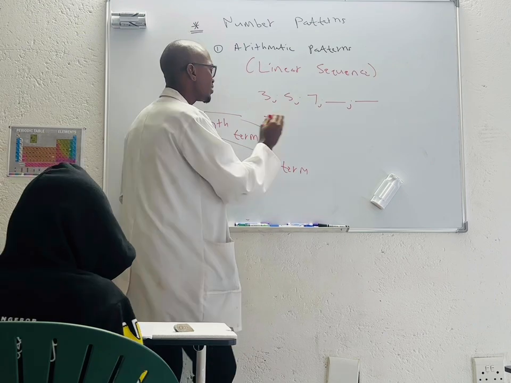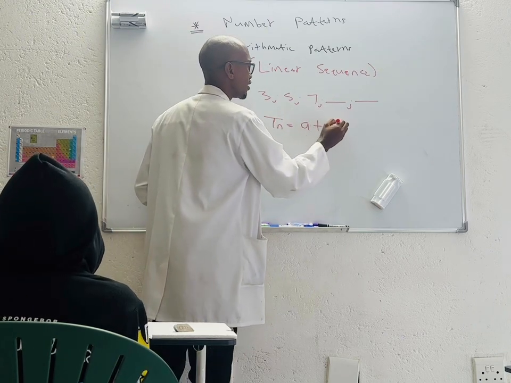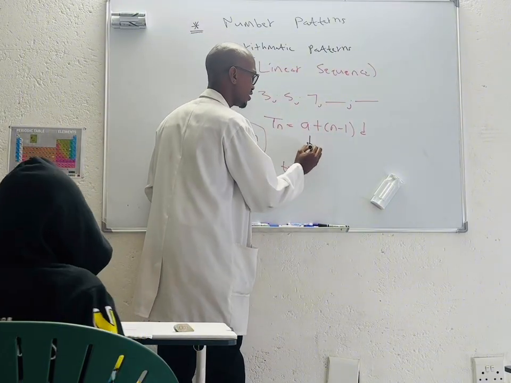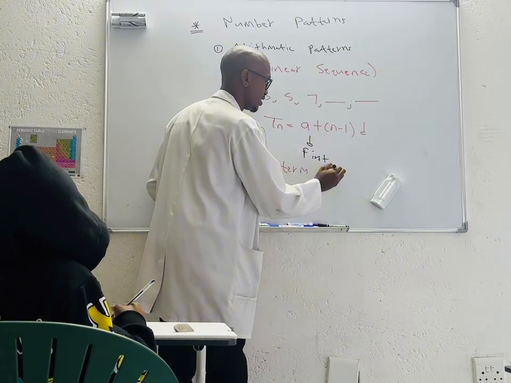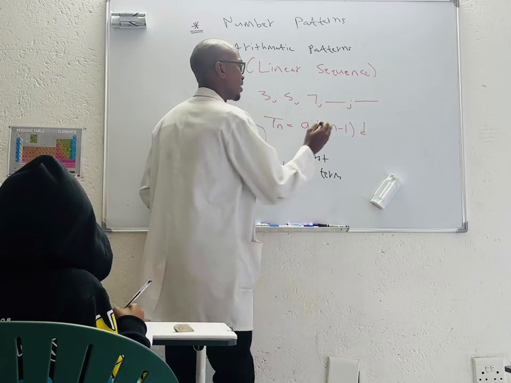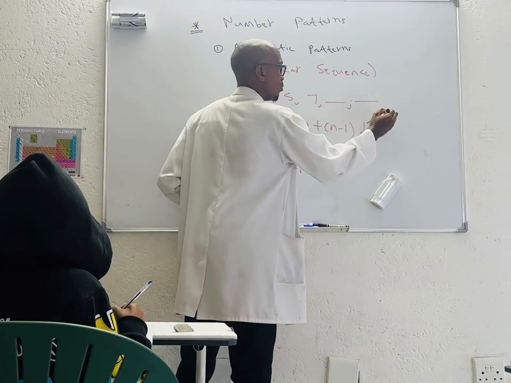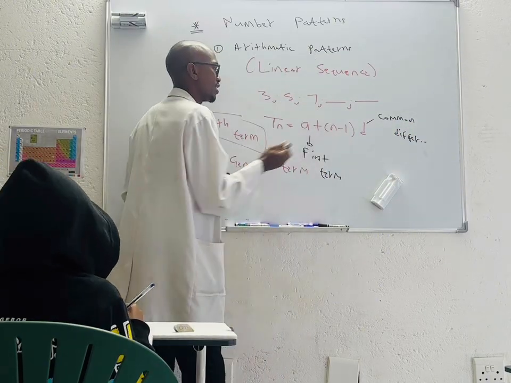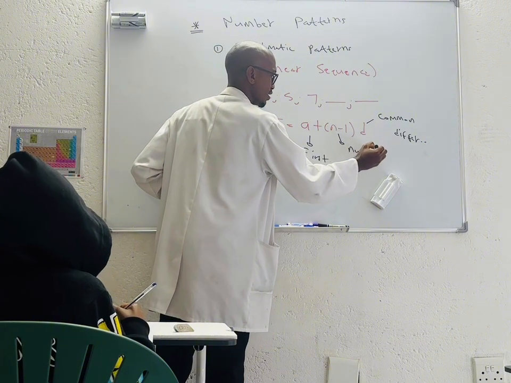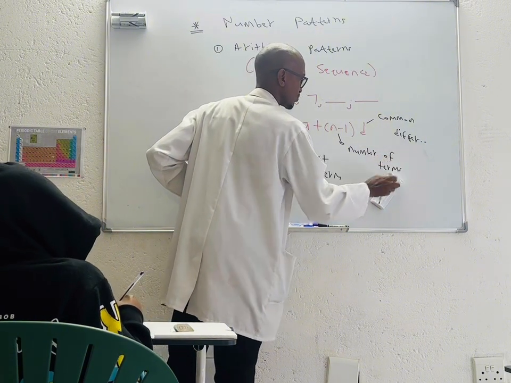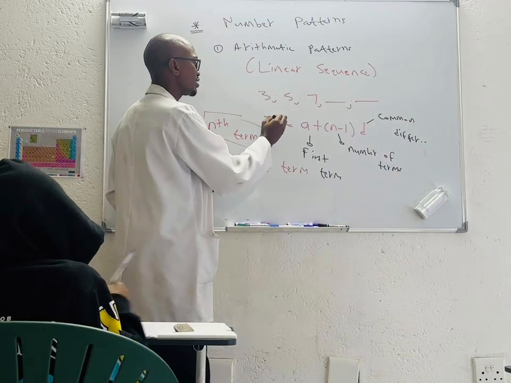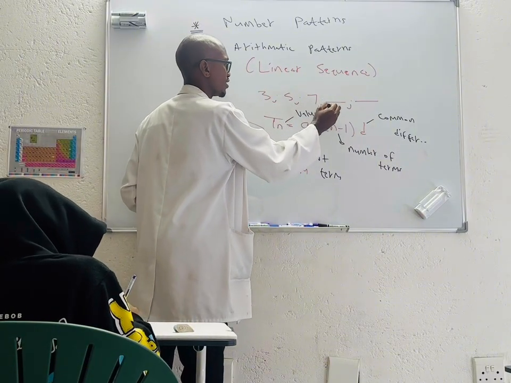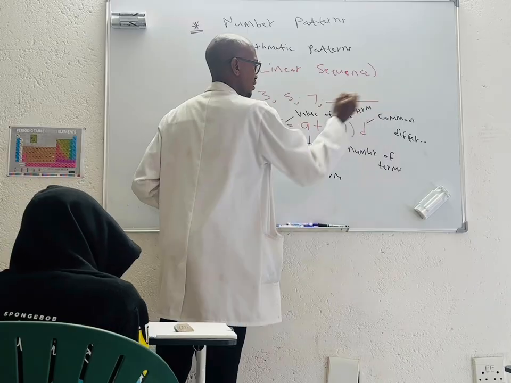What is the formula? The formula is given as Tn equals a plus (n minus 1) times d. a is known as the first term of the sequence. d is known as the common difference. n stands for the number of terms in the sequence. And Tn alone is the value of the term.